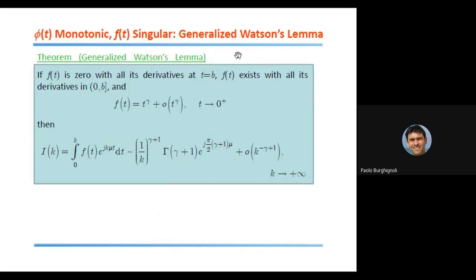The main difference between this form of Watson's lemma and the one valid for Laplace integrals is that in this case we don't have a complete asymptotic expansion. We only have the first order term, the dominant term in the asymptotic expansion. So you don't see here a summation. You only have this contribution and no others.